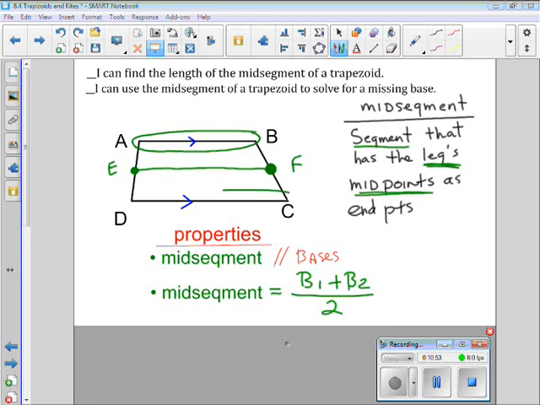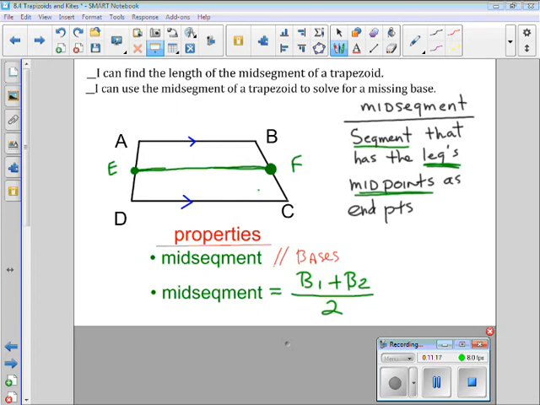Remember, the bases are represented by the sides that are parallel. Okay? And then there's a mathematical relationship between the length of the midsegment and base 1 and base 2 being added together and divided by 2. And so we'll do a problem and see if you can get that. So basically there's a mathematical expression that we're going to use. Okay, that's a formula you're going to have to memorize.